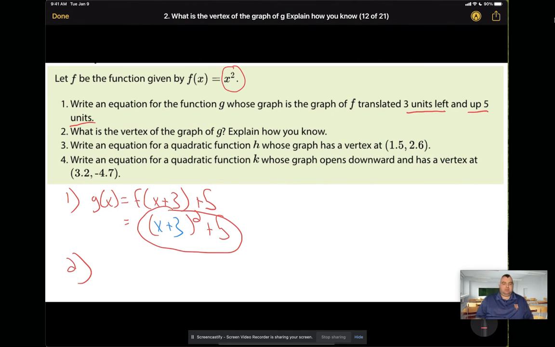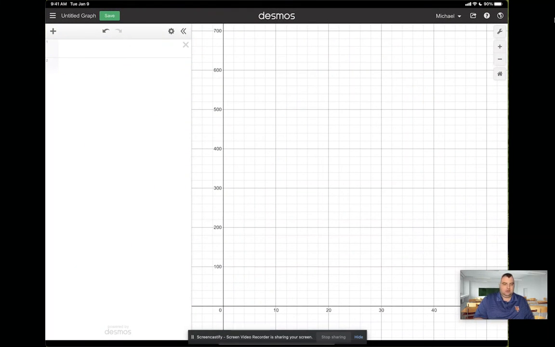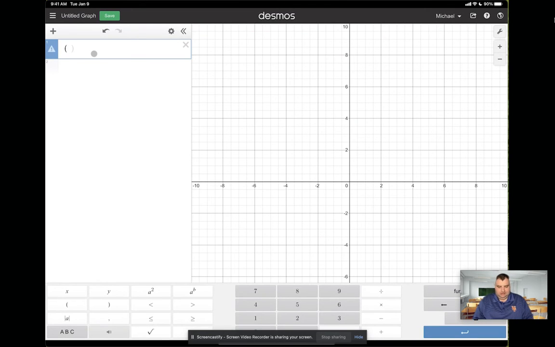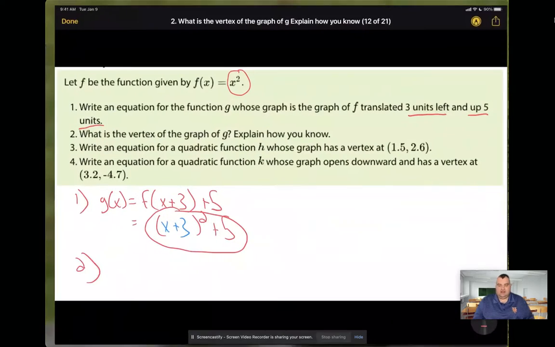Okay. Number 2, what is the vertex of the graph of g? Explain how you know. So let's go graph this on Desmos. So that's going to be x plus 3 squared plus 5. The vertex, remember, is the high or low point of a parabola. So in this case, it'll be the low point, and it's negative 3, comma 5. So the vertex is negative 3, comma 5.